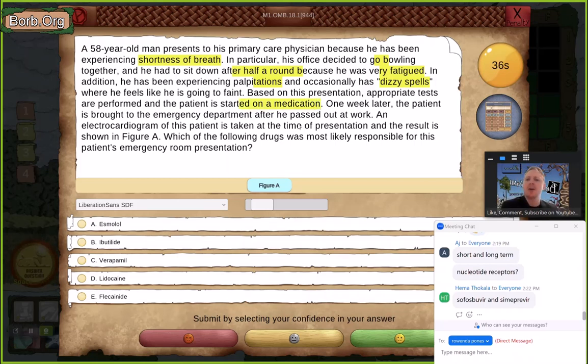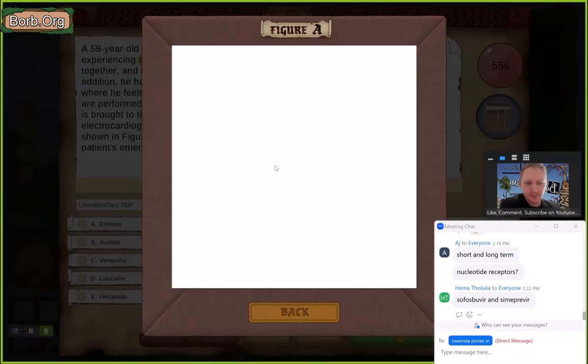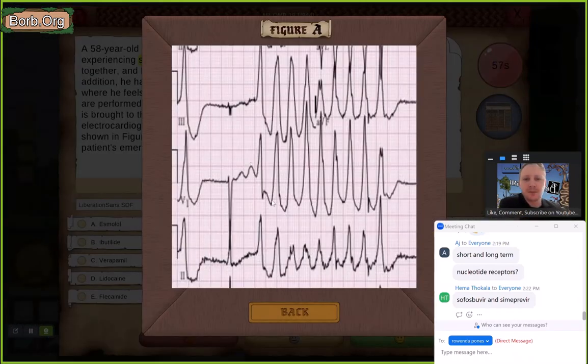One week later, the patient is brought to the emergency department after he passed out at work. An electrocardiogram of the patient is taken at the time of presentation and results in figure A. Which of the following drugs was most likely responsible for this patient's emergency room presentation? So I'll just show you a picture. So what are you seeing when you look at that?